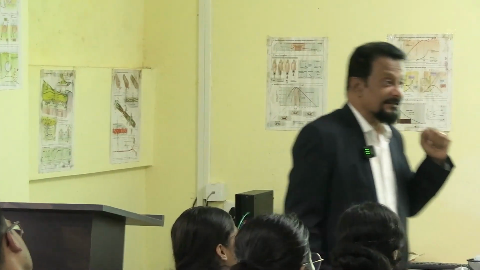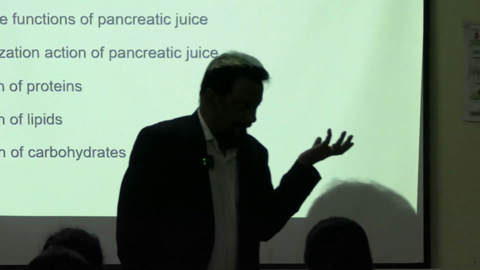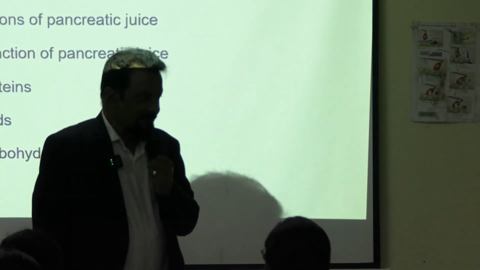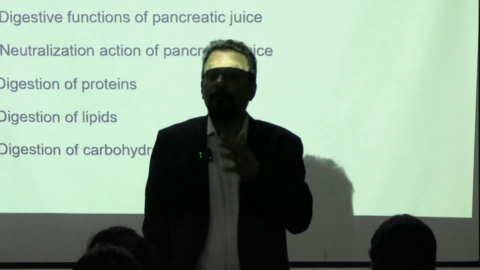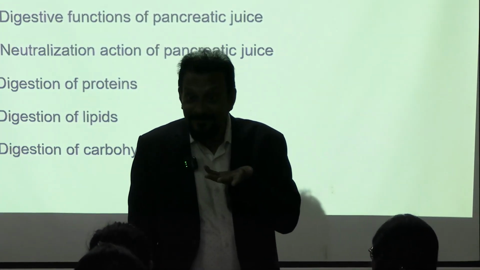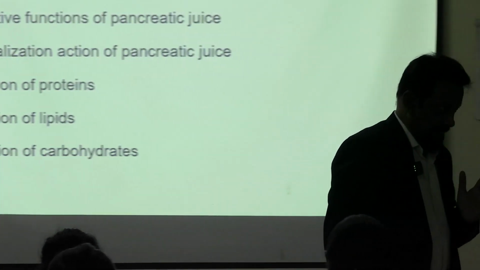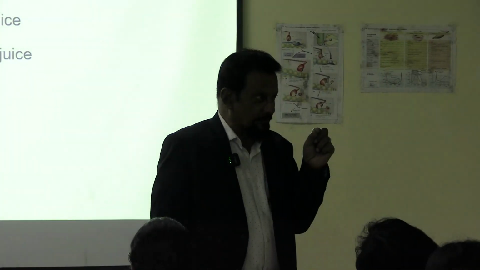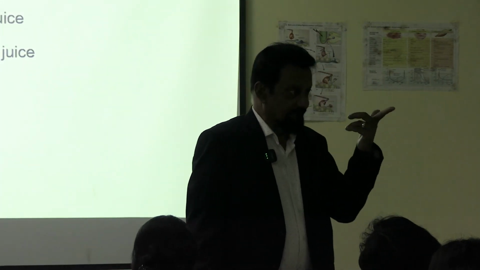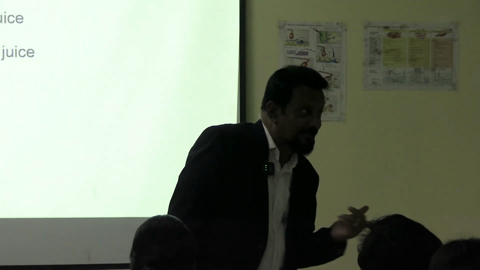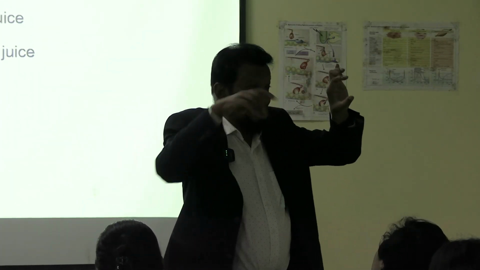Neutralization action of pancreatic juice. When the acidic food enters from the stomach into the intestine, the intestine cannot tolerate acids; otherwise there will be duodenal ulcer. So it should be neutralized immediately. When there is presence of acid, immediately there will be secretion of secretin. Now this secretin will stimulate the duct cells.